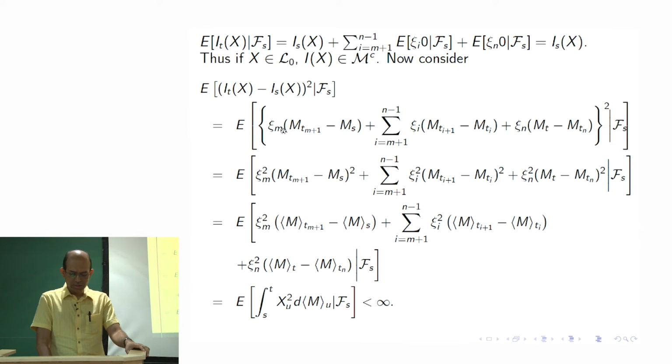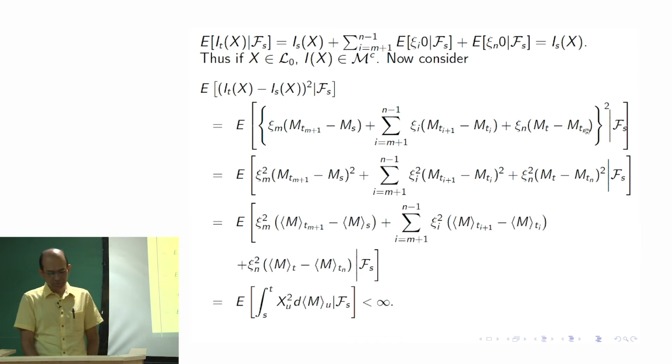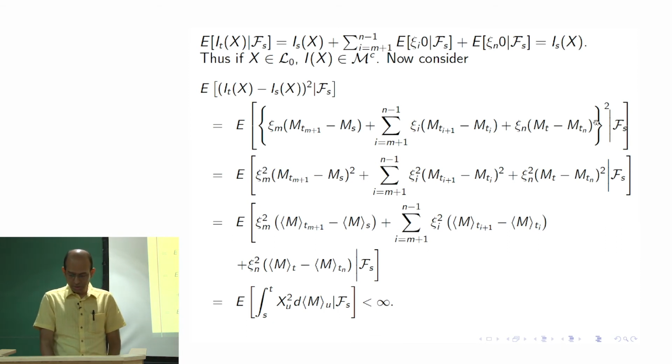So there I am going to get xi_m times (M_{t_{m+1}} minus M_s) from s onward, and then i equal to m+1 to n-1. If m and n coincide for some reason, then it would be void; nothing will be there. So, xi_i times (M_{t_{i+1}} minus M_{t_i}) plus xi_n times (M_t minus M_{t_n}). That is coming from the direct definition of I, and the square is written here given F_s.